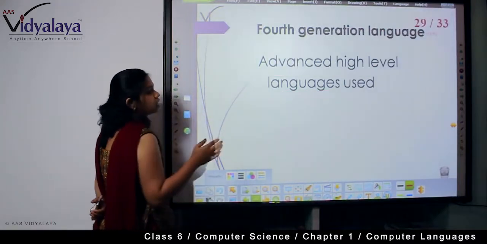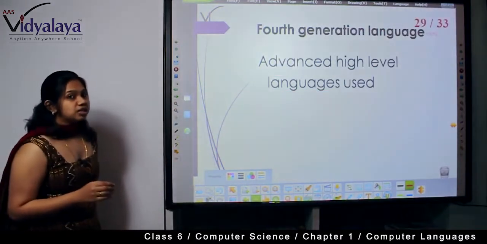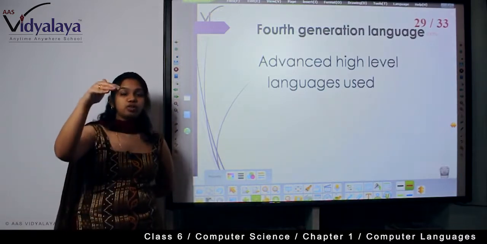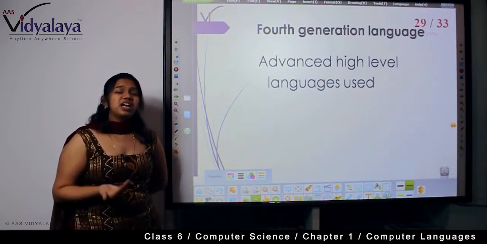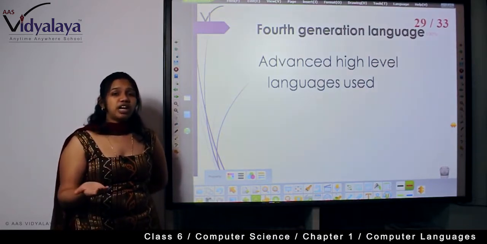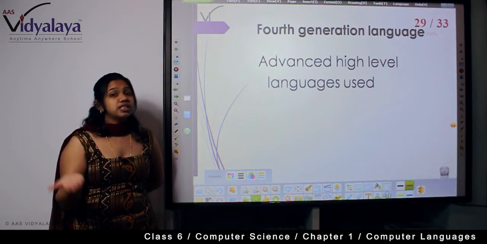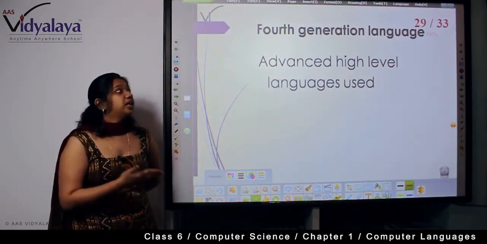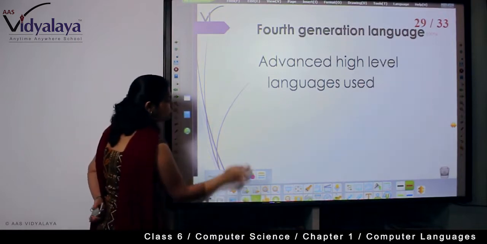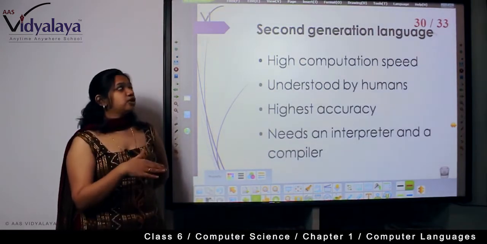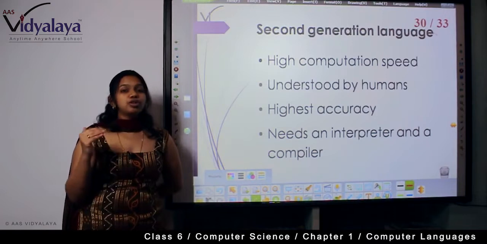Let's see what this fourth generation language has. It has advanced high level languages used. Advanced is nothing but one step ahead in those languages itself. For example, I told you Python. Python is an advanced version of Java language. Similarly, when you have advanced versions of languages, they become a fourth generation language. Is that clear?